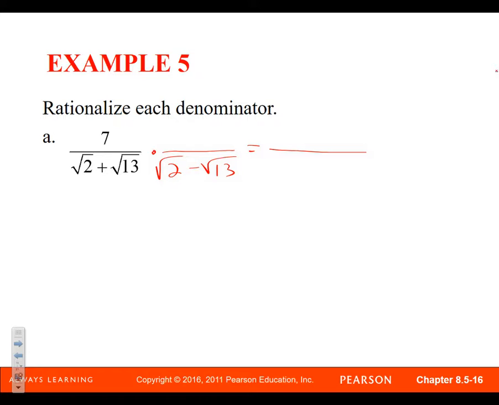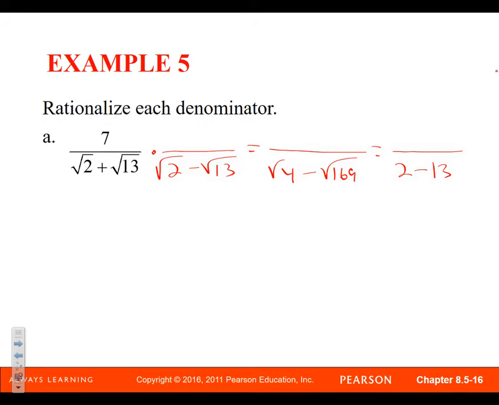I don't have to worry about the middle stuff anymore, do I? So I just have to go square root of 2 times square root of 2, which is the square root of 4, right? And I'm going to take away from that square root of 13 times the square root of 13, which is the square root of 169. Well, I know that the square root of 4 is just 2. And the square root of 169 is just 13.